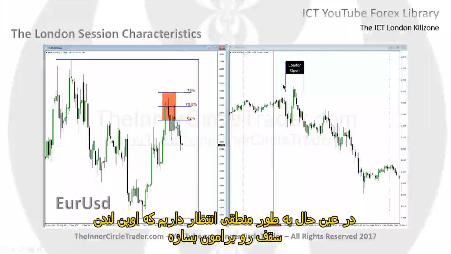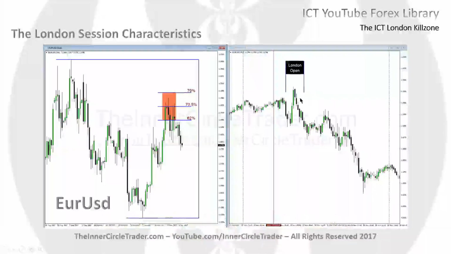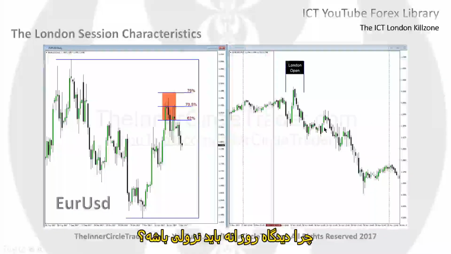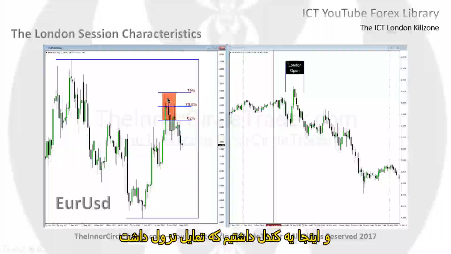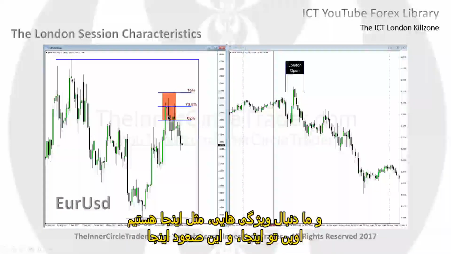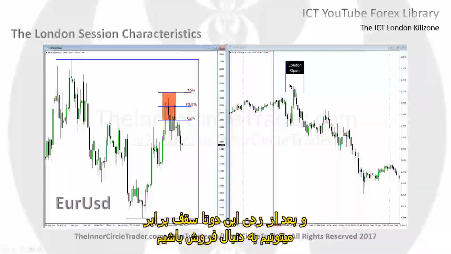At the same time, we would reasonably expect to see London open create the high of the day. Why should the daily bias be bearish? Because it's been going bullish here. Well, we traded into an area of optimal trade entry, and we got one candle showing a willingness to reject and go lower. So we want to look for characteristics like we're seeing here, the open, and then a rally above. We can look to be a seller there after it takes equal highs out.